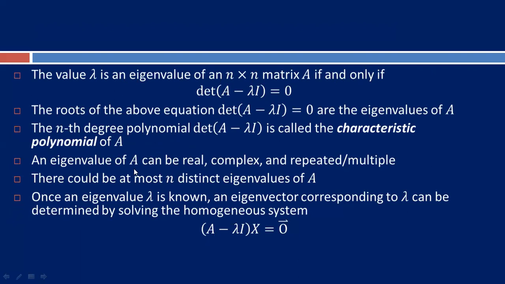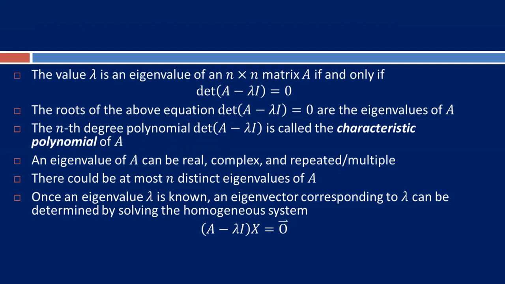So here we make a clear idea about eigenvalues. Eigenvalues are not necessarily real numbers in all cases. In many cases they are complex numbers, and in many cases there are multiple complex numbers. There could be at most n distinct eigenvalues of A. What is n here? n is the degree of the polynomial. So if we have an equation of degree 3, then we have at most 3 eigenvalues, different from each other.